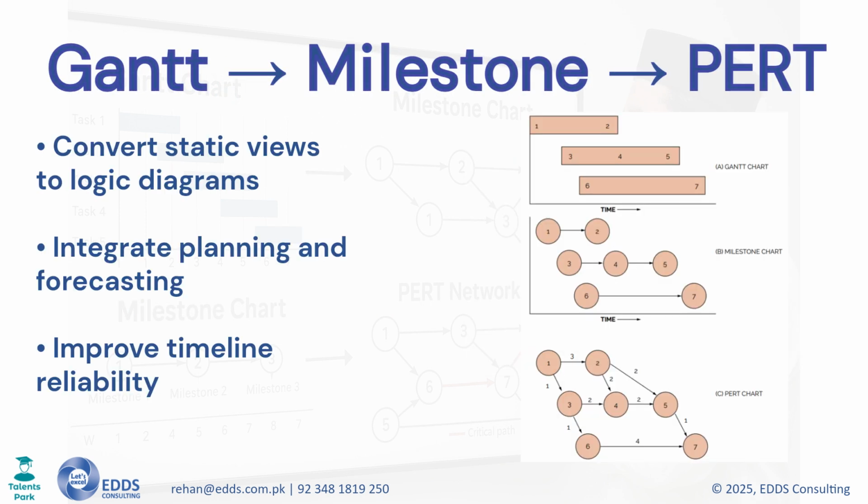You don't need to start from scratch. This figure shows how. A Gantt chart can be converted to a milestone chart, and a milestone chart can be converted to a PERT chart. You move from static schedules to dynamic, dependency-based control.